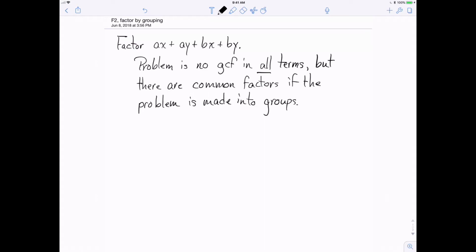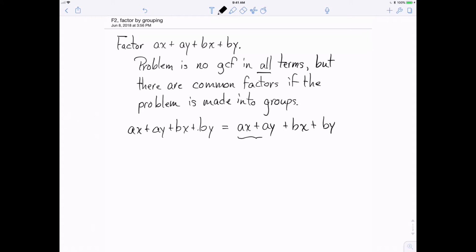Alright, so let's take a look at what those groups are. So I'm going to rewrite the problem. For good formatting, we write the problem that we're working on: ax plus ay plus bx plus by. I'm going to write it as ax plus ay plus bx plus by.